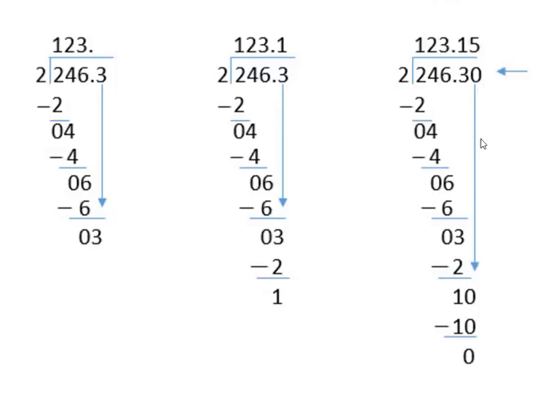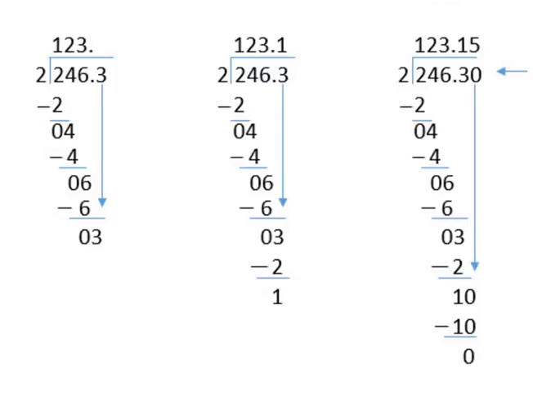After adding the 0, we bring it down. So now that we had 1 here, it becomes 10. So then we can say how many 2's go into 10. 2 times 5 is 10. We put the minus 10 here, and the answer is 0.